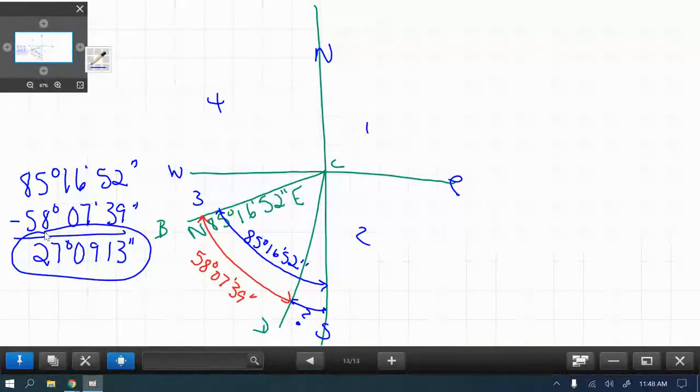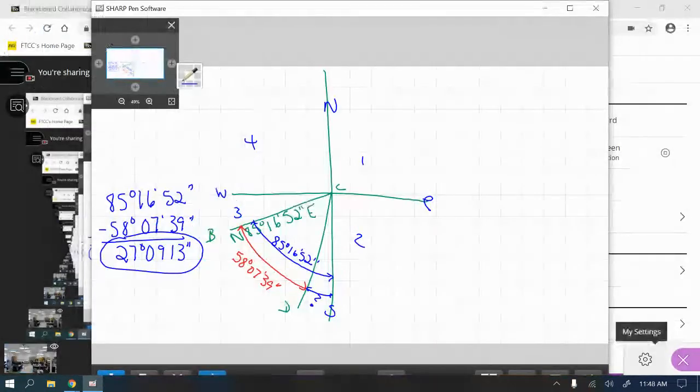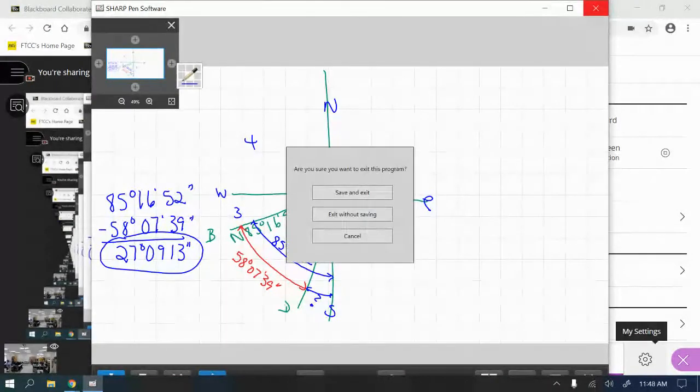So later. All right, so, that's enough for today. I'm gonna save and exit. I'm gonna save as a PDF. This is the review. I'm gonna go ahead and close out Blackboard too.